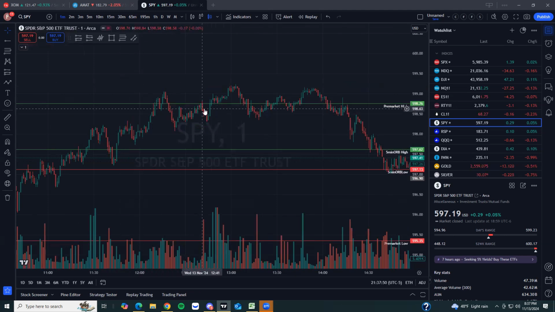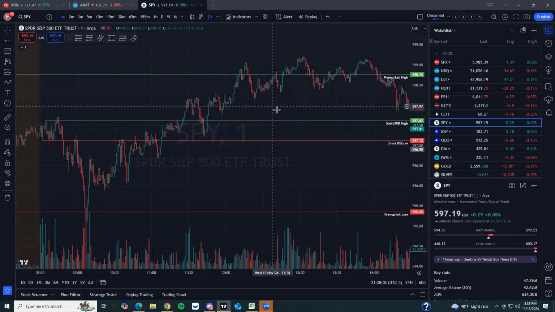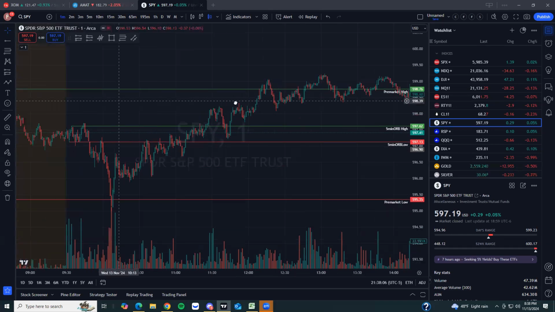Now you see how price hung around pre-market high the entire afternoon, right? So that would be an area of resistance. Area of interest. It wouldn't take it out. And then I can show you one more thing.